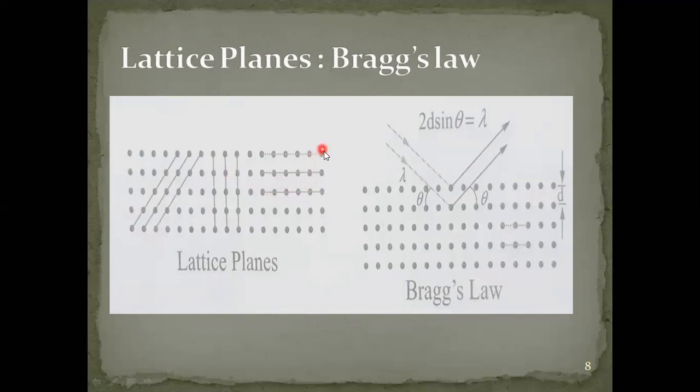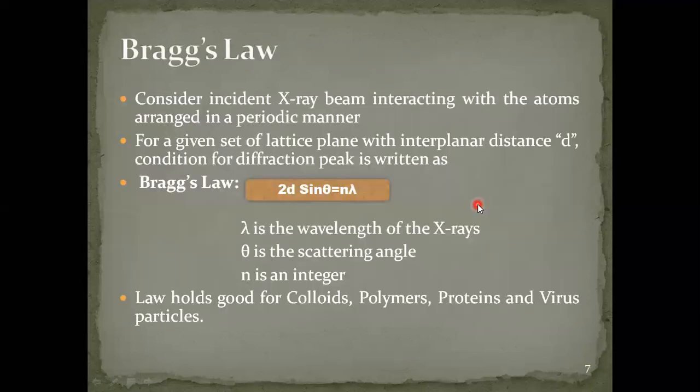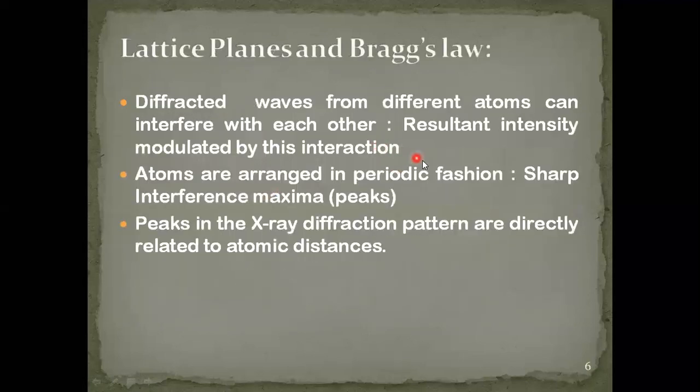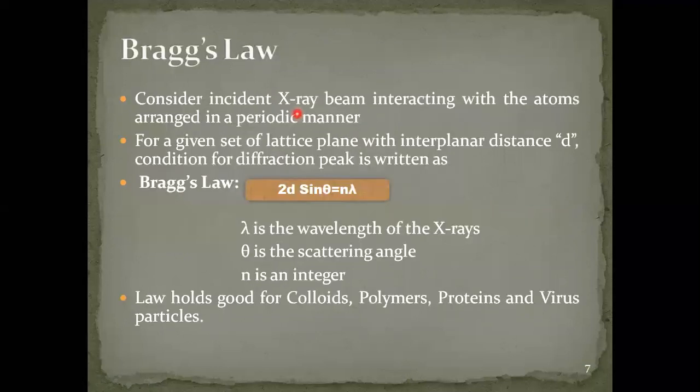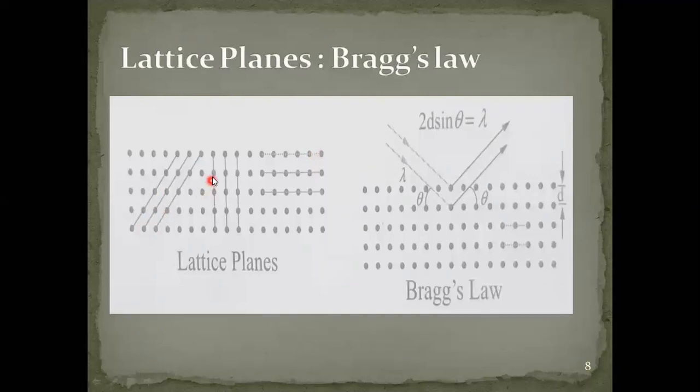The distance between the two lattice planes is given by d. So d is called the interplanar distance. This is plane 1, plane 2, plane 3, and so on. The distance between any two planes is what we call d. So that is the interplanar distance given by d. Right, so this is what we call a lattice plane. And this is the interatomic distance. The distance between two atoms is what we call the interatomic distance.